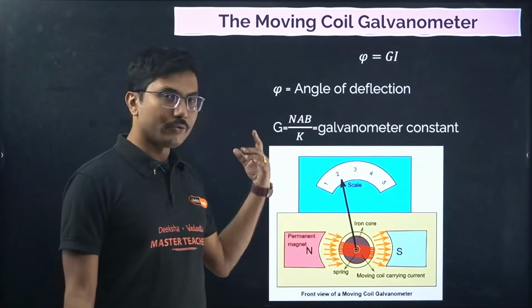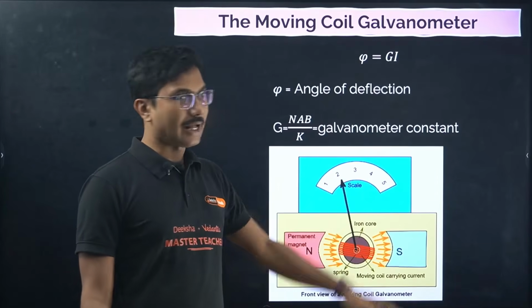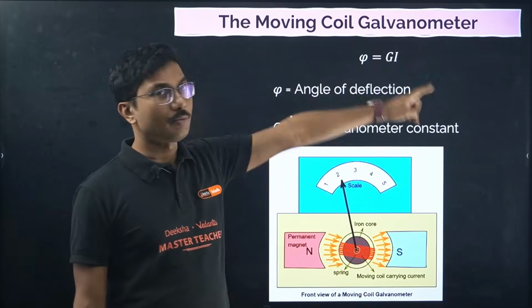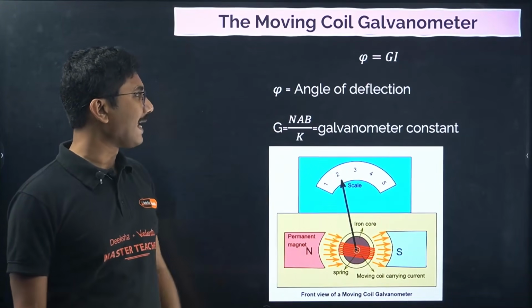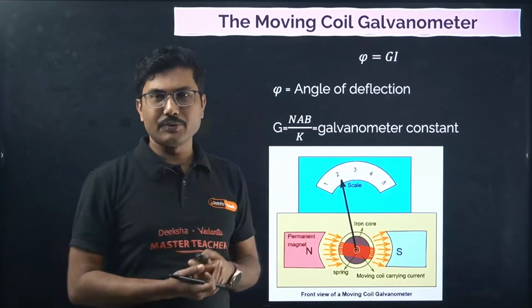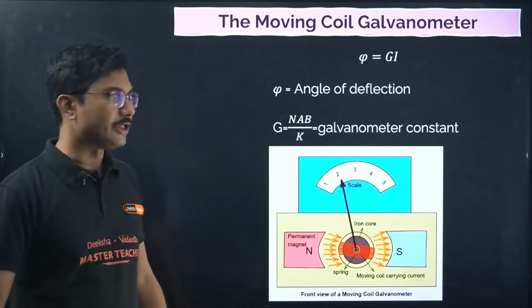So when you have calibrated the galvanometer, based on the current, it deflects a different amount. The angle of deflection phi is directly proportional to the current, and the galvanometer constant is given by NAB divided by the spring constant. Detailed explanation, if you want, you can check my master stroke. The galvanometer constant is called G.